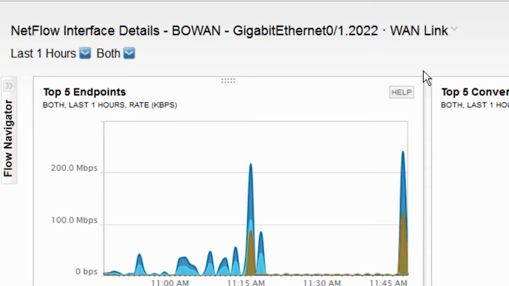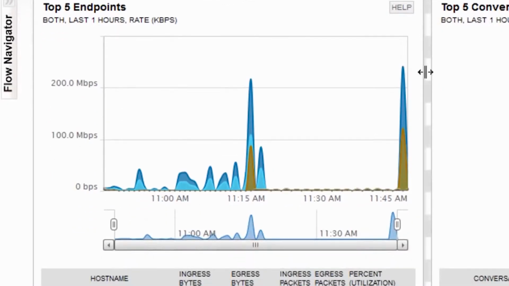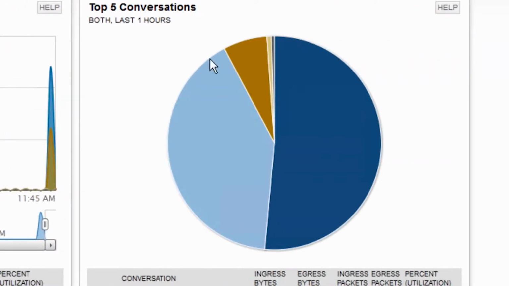Gigabit Ethernet 0/1.2022. So on this specific sub-interface, we can see the top left graph is telling us what the most talkative endpoints are, which endpoints are using the most traffic, and when they are using that traffic. And the top right graph shows us conversations. A conversation is, I'm talking to you, and I'm talking to you on specific ports. So web server, MySQL server, MS SQL server, what application is involved in our conversation.